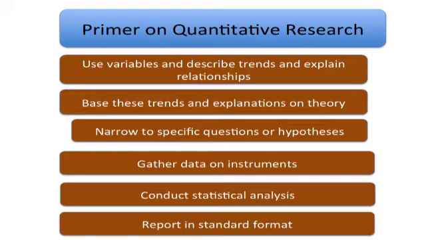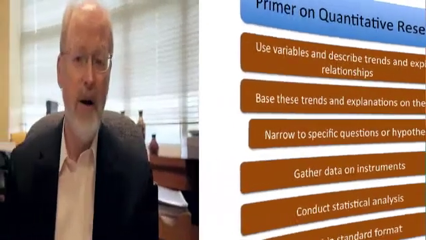You then gather data on instruments, close-ended instruments, such as an attitudinal scale. After gathering the data, you conduct statistical analysis that ranges from a very simple type of analysis like descriptive onto a more sophisticated analysis such as inferential statistics. And then we find in quantitative research that the researcher packages their study in a rather standard format that might go from problem to questions to the literature review to the data collection and to the results. So there's a standard format for doing quantitative research.